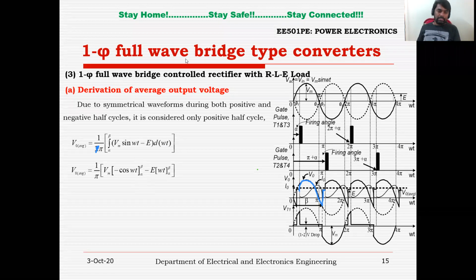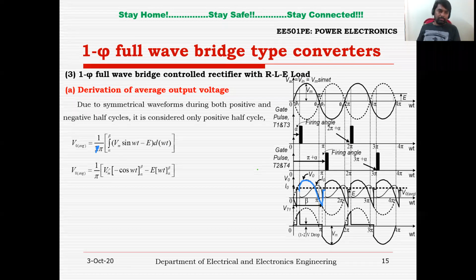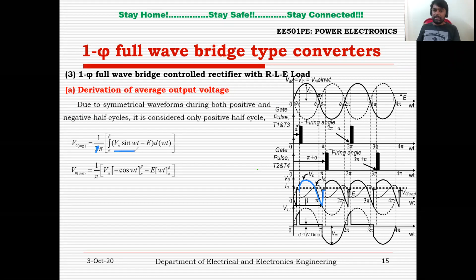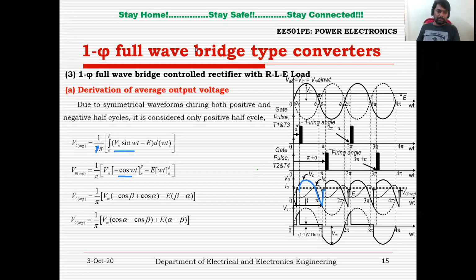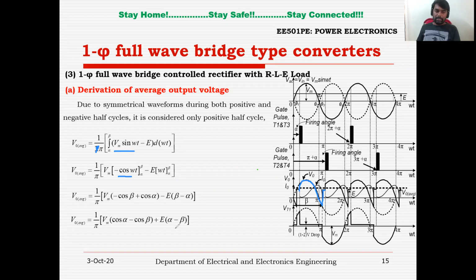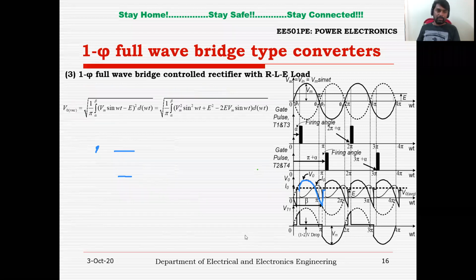Now I can take the Vm integration of sin omega t, which will be minus cos omega t, and the integration of constant E will be omega t. Just substitute the upper and lower limits, and you will get this expression, which is 1 by pi, Vm into cos alpha minus cos beta, plus E into alpha minus beta, and you can write the expression for current like this.